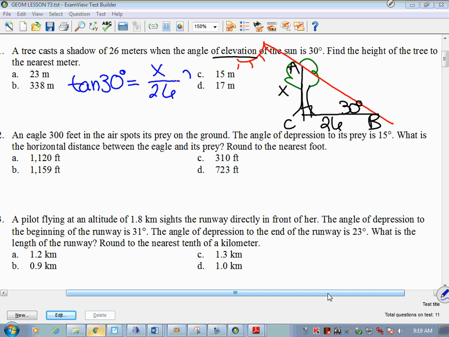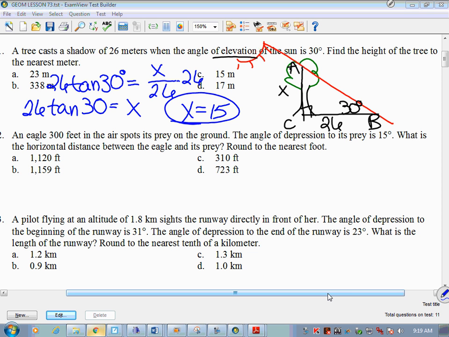Multiply both sides by 26. Good. So what I'm going to plug in my calculator is 26 tangent 30. That is going to be equal to x. What does x equal? Anybody tell me? I'll let you guys figure it out. What do you get? 15. 15. Okay, notice that that's C.